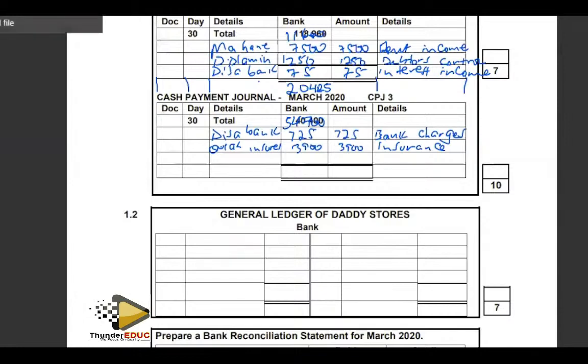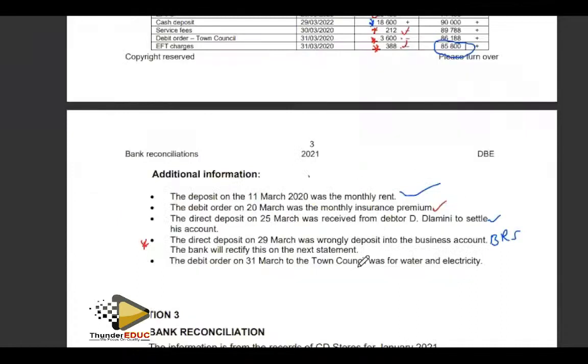Whom were they paying for? Town council, okay. Water and electricity here. Sorry, they were paying for the details we are going to say town council, okay. Town council, we paid them 3,600. So it was for water and electricity, okay. Water and electricity. Then I have to go back and check if I've done everything.